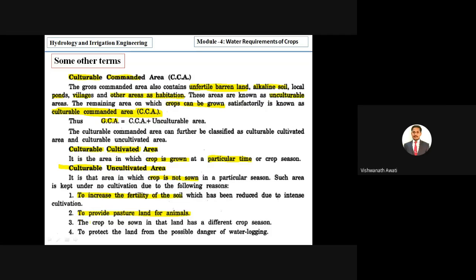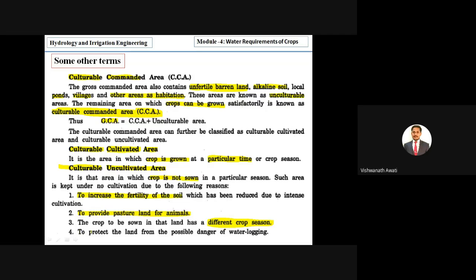Then, the crop to be sown in that land has a different crop season. We have different crops, and they are grown in particular seasons. We have the rabi season and the kharif season. Rabi crops are good for the rabi season, and kharif crops are good for kharif. If you mix them up, there will not be a good yield. So they wait for the season.